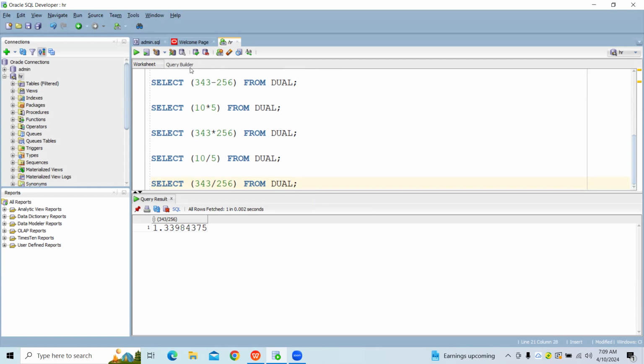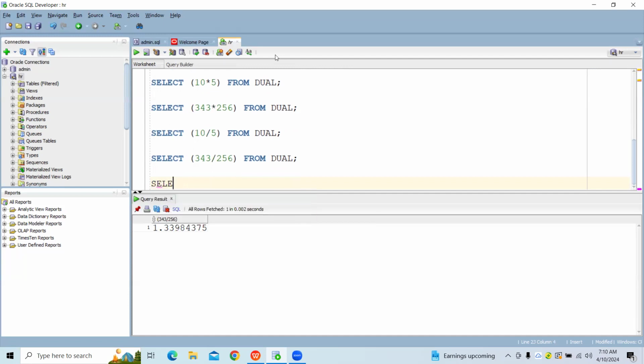So if you remember, consider this as a number A and this as a number B. When A is divided by B, apart from getting this quotient, we'll be getting one more thing called the remainder also. So how to get that remainder? To get that remainder, we have an operator called mod. The syntax for mod is mod of A comma B. So for that, how do we write our query? Let me show you.